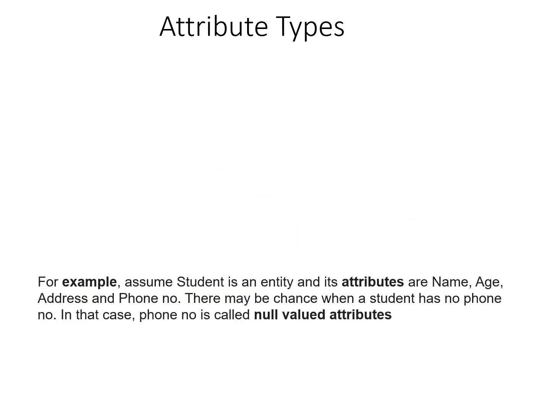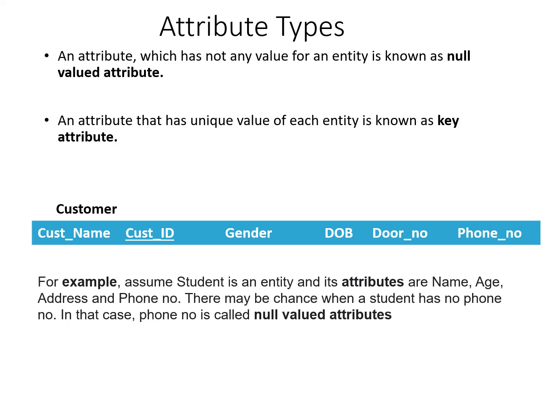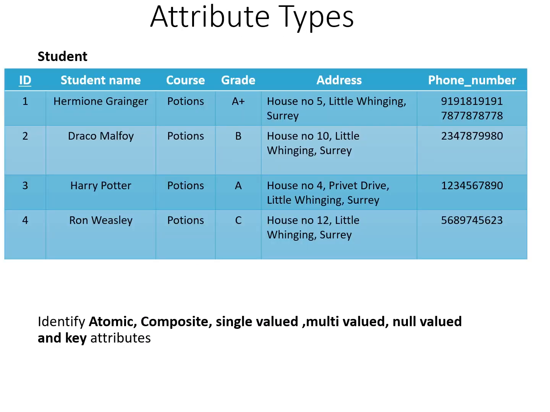Now comes the example for null valued attributes. Those attributes which do not have any value given are nothing but null valued attributes. And those attributes which are unique to a particular table are called key attributes. So if you could see, this customer ID could be called a key attribute. And if there are any values which are not given, they could be written as a null attribute by giving the value null.